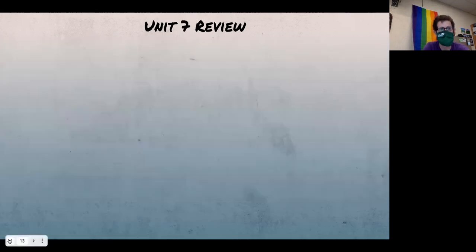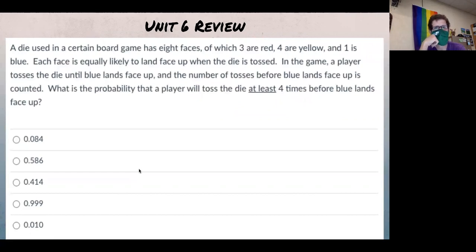Okay, let's see. I think we just have this. This is another one that a lot of people were missing, so I kind of picked the ones that had the lowest correct responses. So in this case, we've got a die that has 8 faces: 3 red, 4 yellow, 1 blue. You toss it until the blue lands face up, and the number of tosses before blue lands face up is counted. What's the probability that the player will toss the die at least 4 times before blue lands face up?